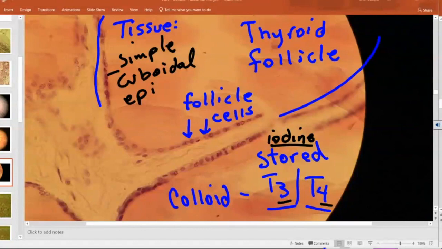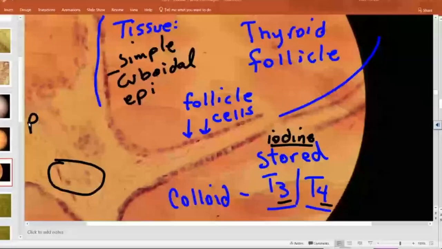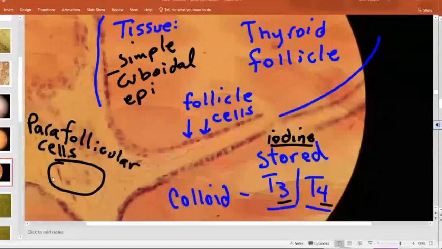Here's the most interesting part of this. These are not those. These are different. These cells are clearly outside of a follicle. So look what they call them: parafollicular cells. There's not a lot of them. There's a few. I might have missed one here or there. But they're little groups of cells that are not in the follicle. They're not part of a follicle.